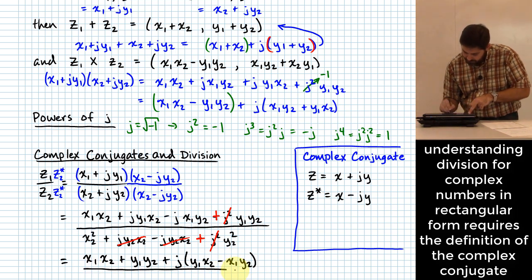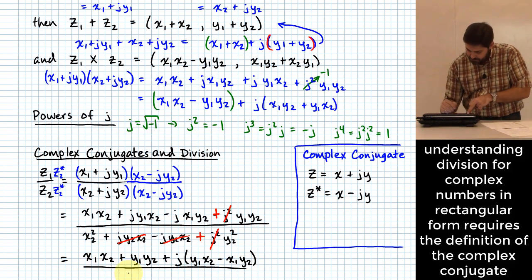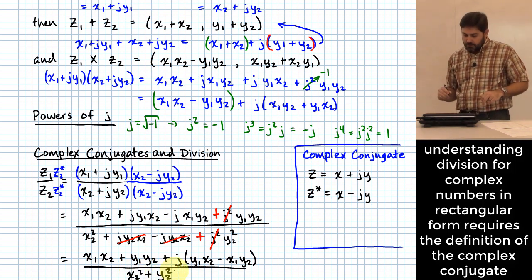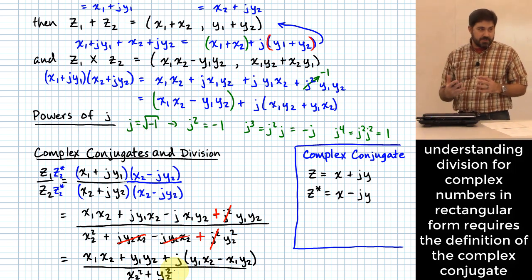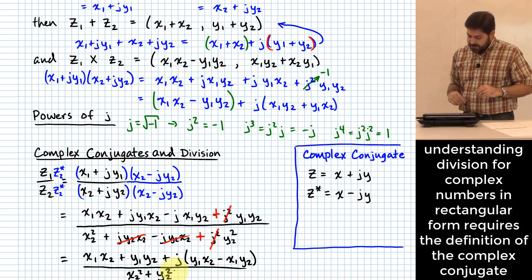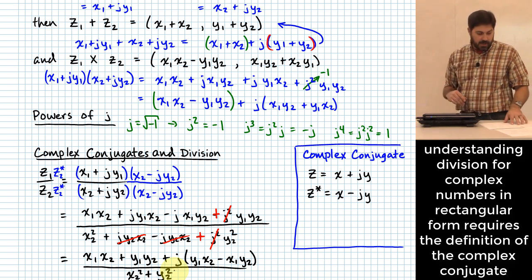All this is going to be divided by what? Okay, x2 squared plus y2 squared. So if you need to do a division and you have your complex numbers in rectangular form, this is a way that you can accomplish that.